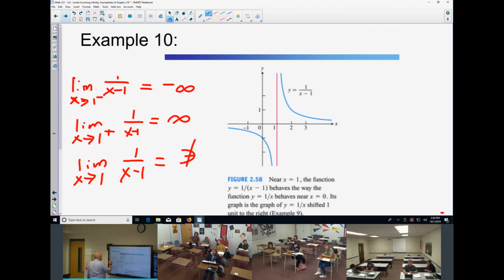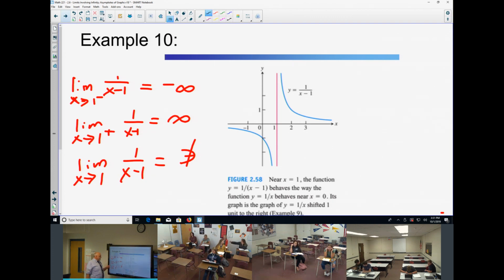So like here, as x approaches 1, that would give me a constant over 0. So that means the answer is either going to be infinity or negative infinity. And that's where you have to look at the signs. This is positive. A value slightly less than 1 would be like 0.9, so that would be negative. Positive divided by negative would be negative.